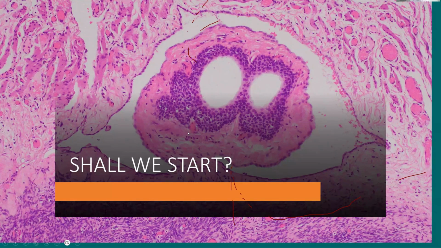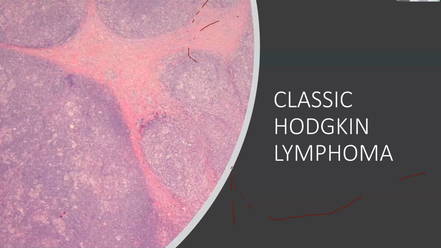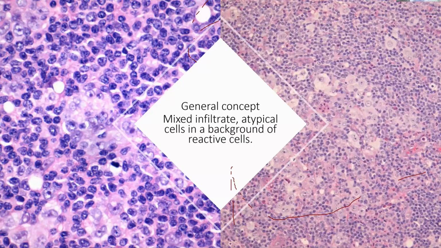So shall we start? Just to let you know, it will be a basic approach, rather than a heavy clinical or epidemiological background. I will be focusing on the practical issues. So we'll start with classic Hodgkin lymphoma. The general concept is that what you have is isolated cells.